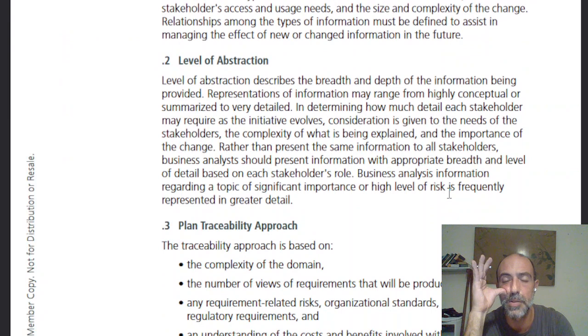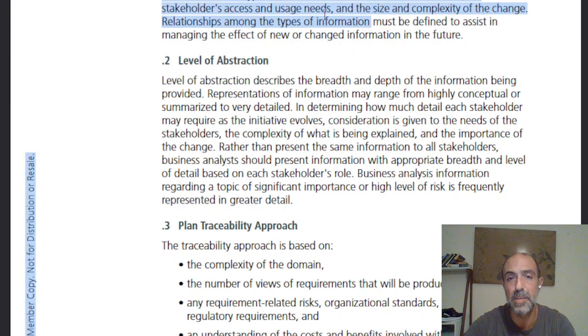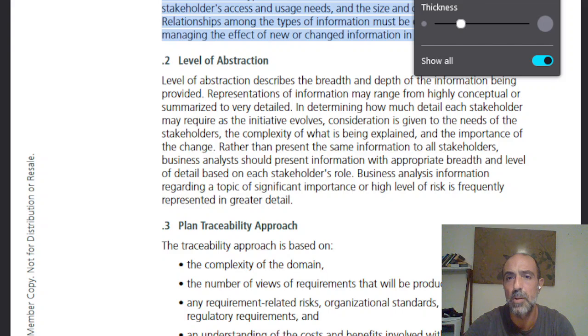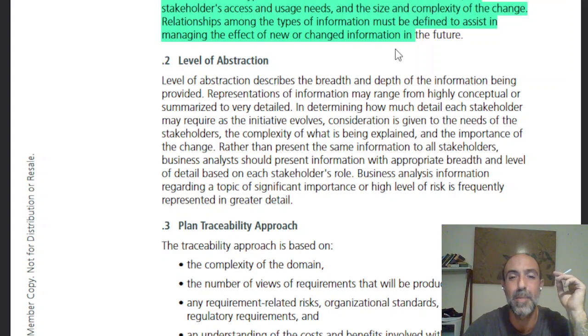This is basically the highlight of how business analysts actually contribute. This is where business analysts come into effect, because we're the ones making the decisions here and making the plan.